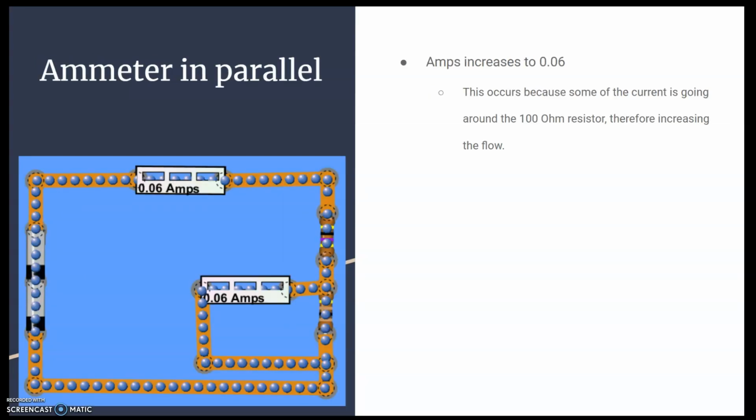The next part asked us to put an ammeter parallel to the 100 ohm resistor. As you can see, this increases the total amps to 0.06 because some of the current is going around the 100 ohm resistor through the ammeter and therefore increasing the flow.